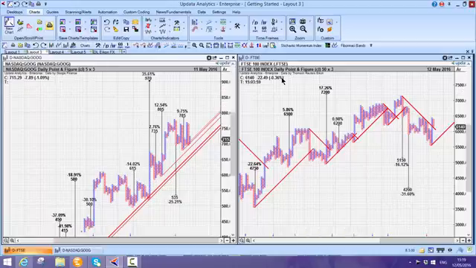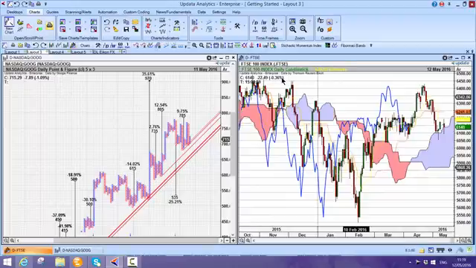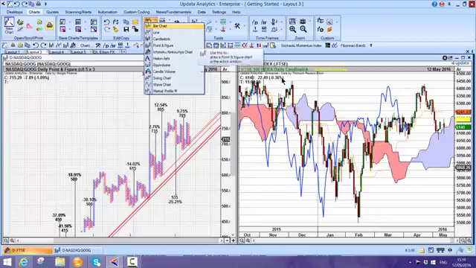Of course, there's a whole series of analysis techniques in Updata. You can do cloud charts. There's all the different chart types here from the drop down. You can do full-blown market profile charts. The sky is the limit.